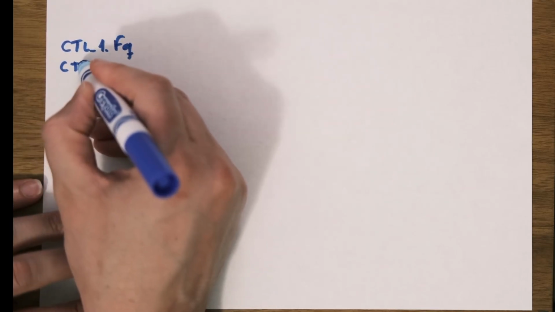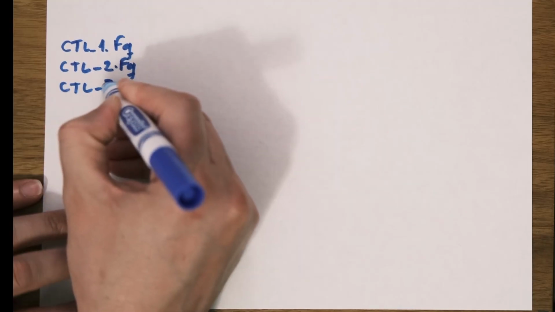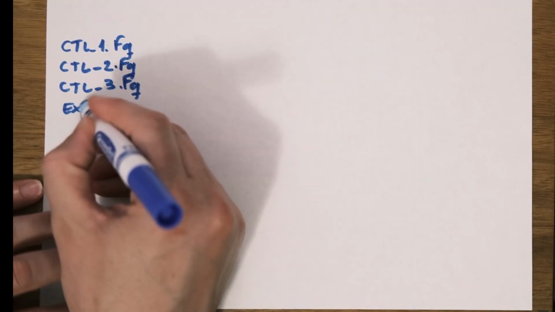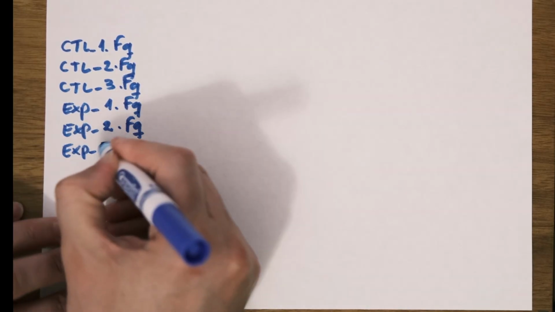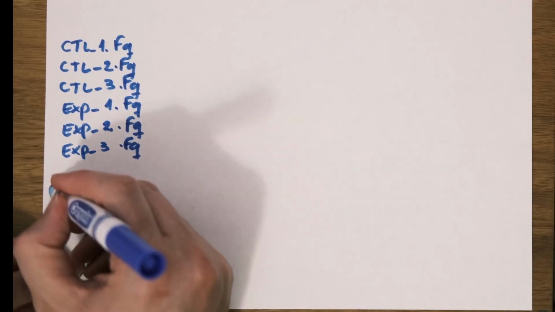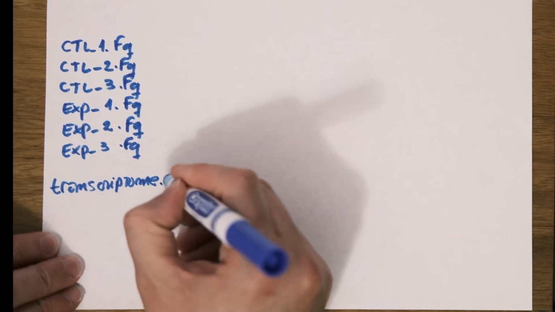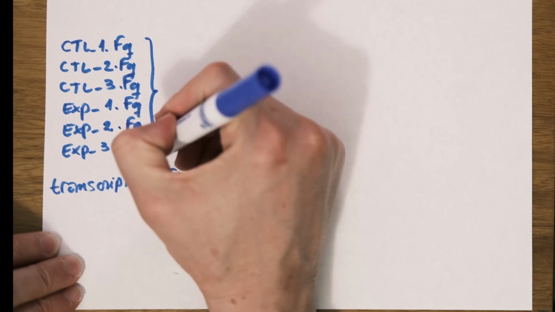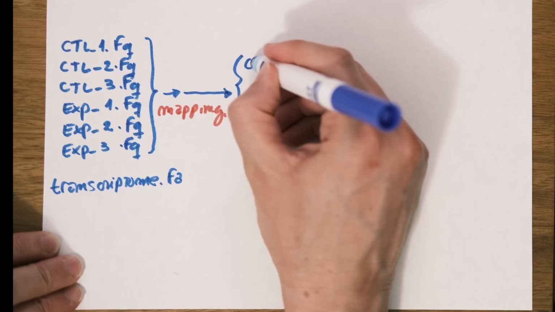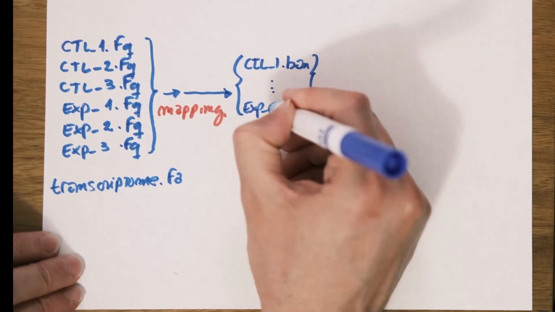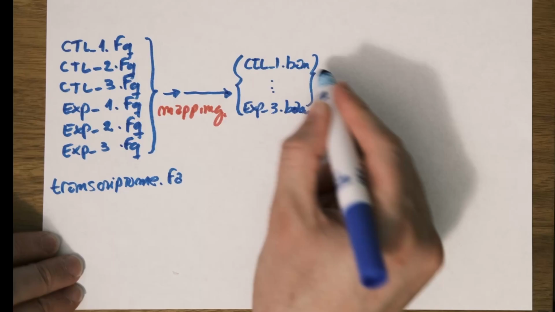Let me walk you through the steps of the pipeline that we will be covering first. We will start with 3 FASTQ samples from control samples, control 1, control 2, and control 3, and also with 3 experimental FASTQ files for experiment 1, experiment 2, and experiment 3. So this is our raw data that we are going to map to the transcriptome, and this is a FASTA file, FA. So the first thing that we do is the mapping, and what we get is this bunch of map files from control 1 to the last experimental 3, and these map files have this BAM end.